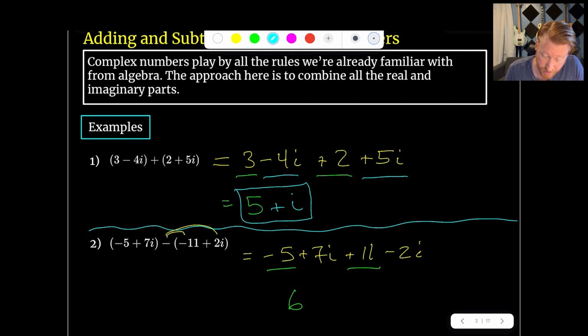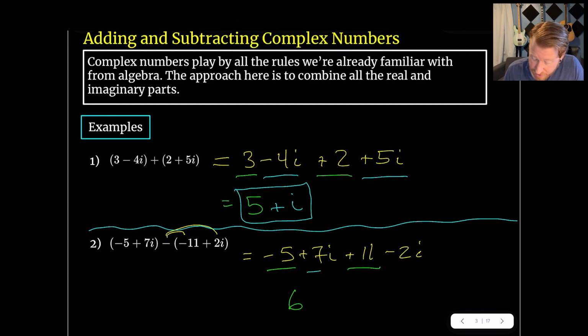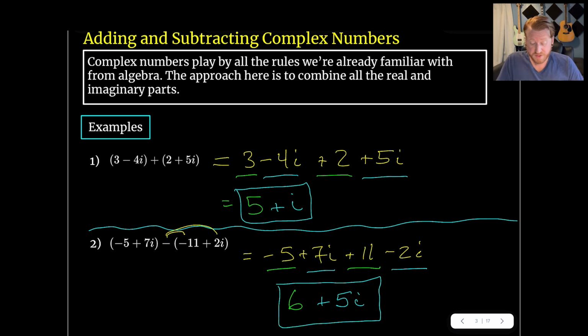And then going and combining the imaginary portions here, I've got positive 7i and negative 2i. If I combine those, I should get positive 5i. So there we go. We've subtracted two complex numbers, and we got a new complex number as a result.